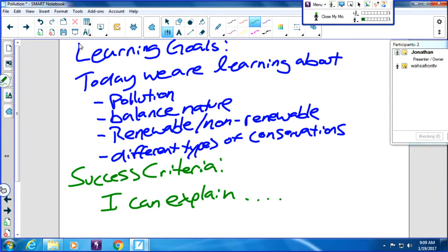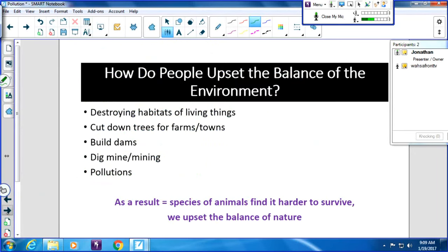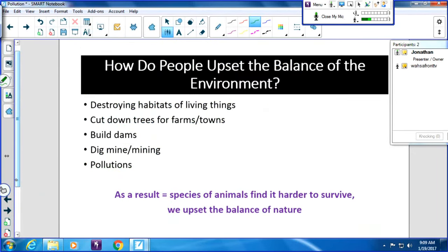So that's that. So let's get to our first slide for today's class, which is called How Do We Upset the Balance of the Environment? Again, we talked about the environment last class in a way, where we talked about global warming and climate change. So we should be able to have a good understanding of what is the environment. Again, the environment is everything that is around us, living, non-living, plant, animals, and others.